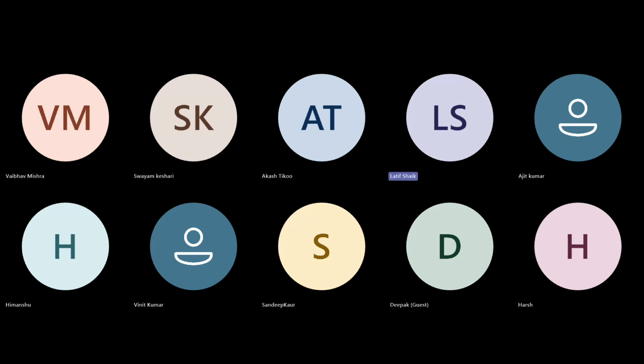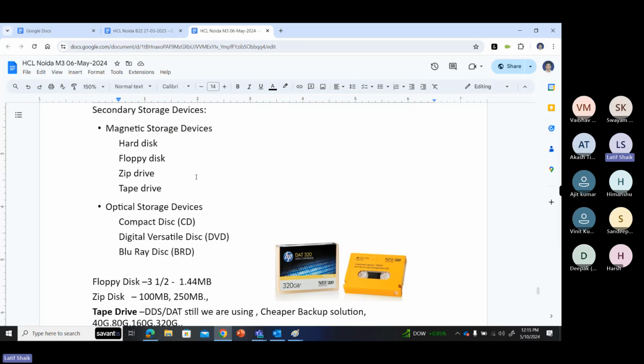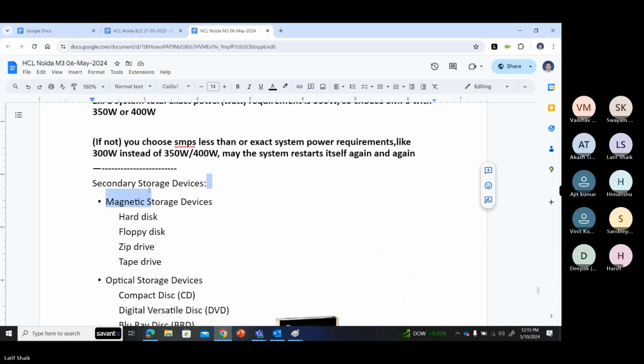Some of the storage devices, including both types of storage devices, hard disk types, SSDs, all these things. So here it is, secondary storage devices. What are primary storage devices?